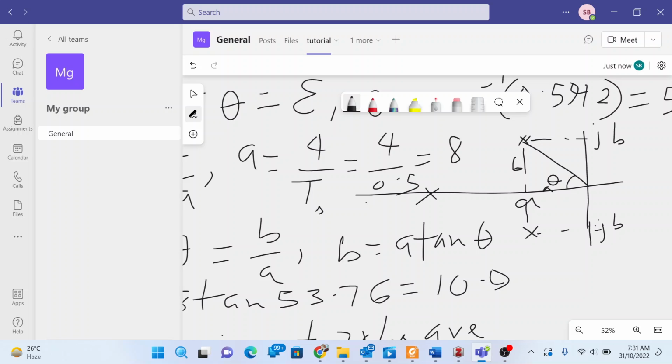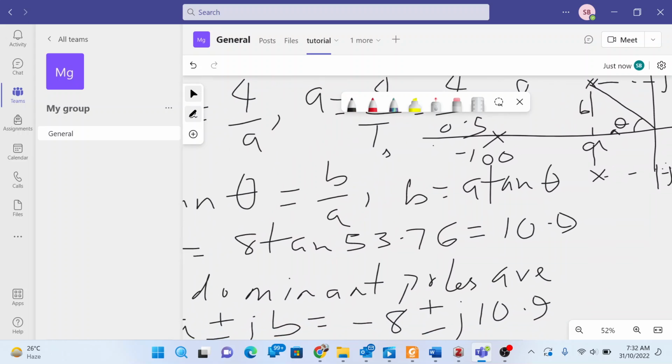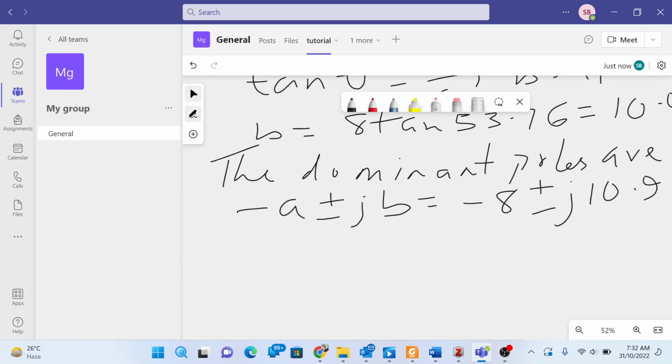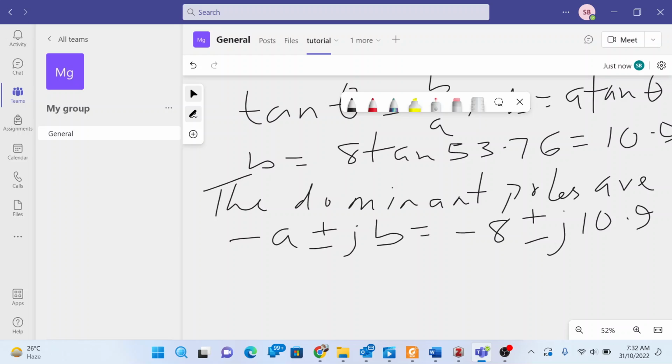So we decide to choose 100. So this is going to be minus 100. It is further away from the dominant poles, and because of that, it will not have any effects on the dominant poles. Okay, so at this point, we'll just choose the third pole. Third pole is going to be S plus 100.